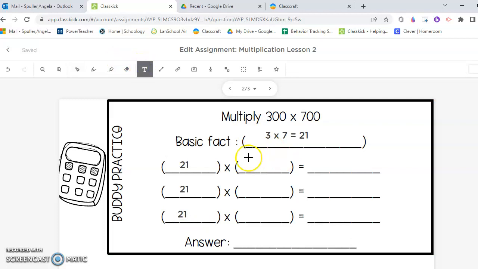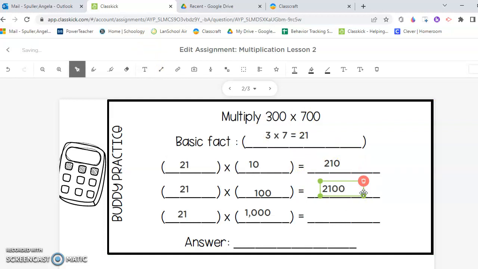And then I'm going to say times 100, or 10, sorry, start with 10. Then I'm going to say times 100. Then I'm going to say times 1,000. Okay, so let's get our answers. Well, 21 times 10, 21, add the 0. 21 times 100, 21, add the 2 zeros. Put my comma in. Then I'm going to multiply 21 times 1,000, which is going to get me 3 zeros. 1, 2, 3, 4.